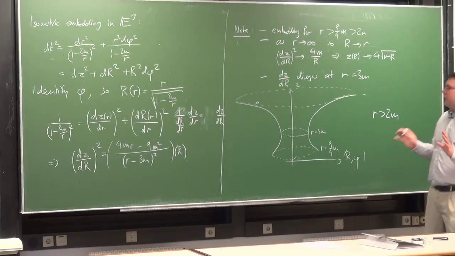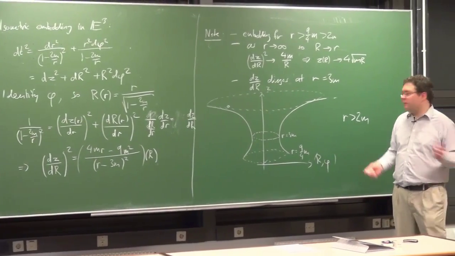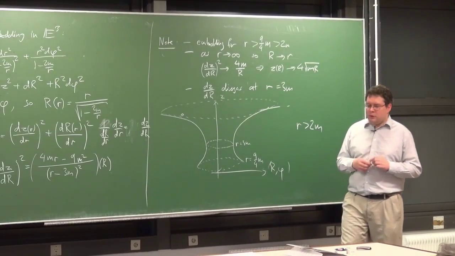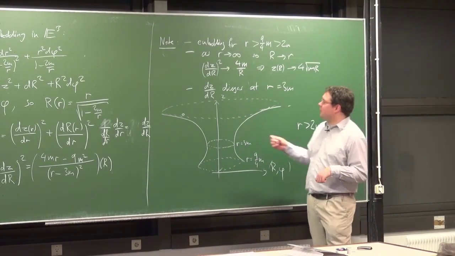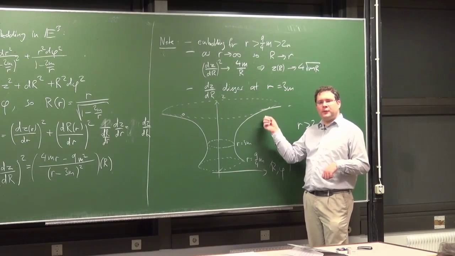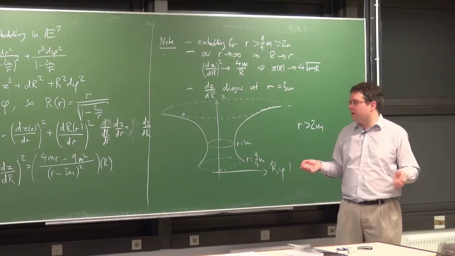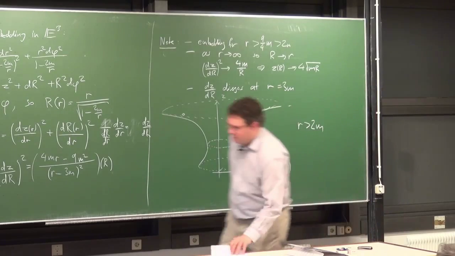Okay, so now we want to discuss lensing in some sense, the deflection of light rays. In order to do this, we have to understand how the curvature of this surface impinges on the propagation of light rays. So let's think about that.